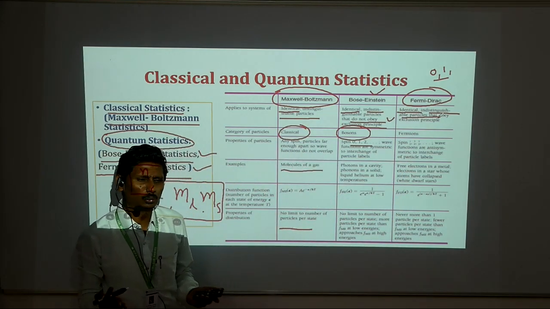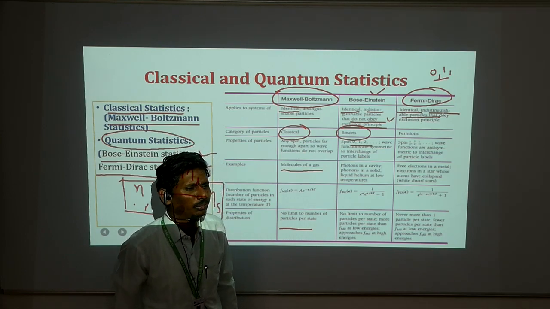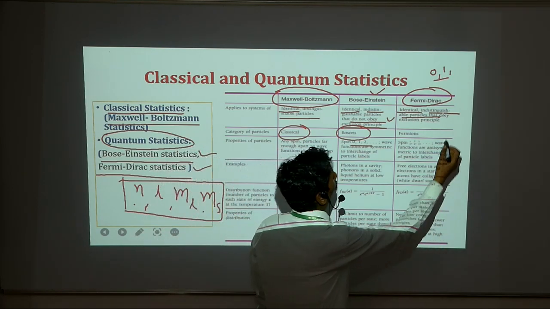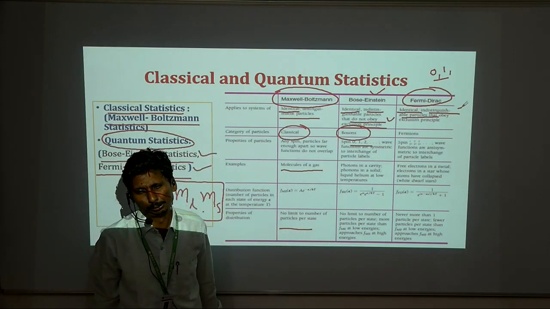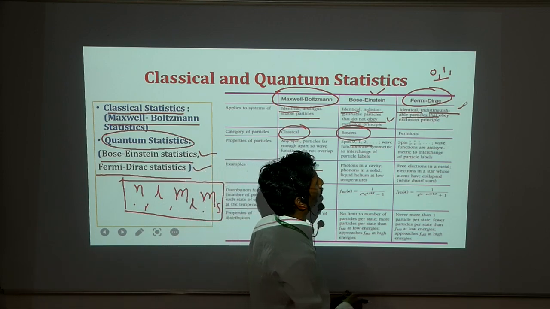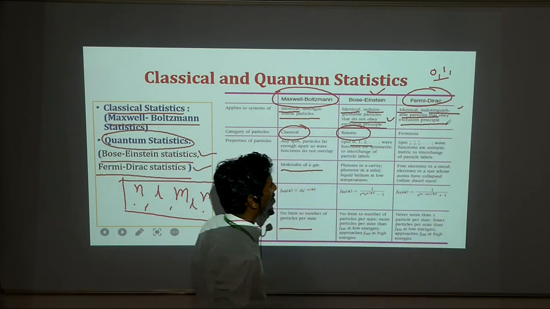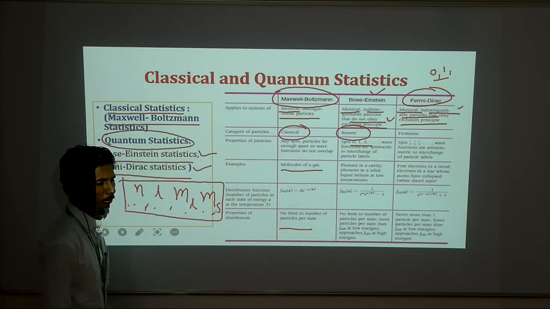Why? Because of the closely packed energy levels. Energy levels are very close, therefore we consider that the particles are indistinguishable. But the Fermi-Dirac particles obey Pauli's exclusion principle. It means what? No two particles have the same quantum numbers.